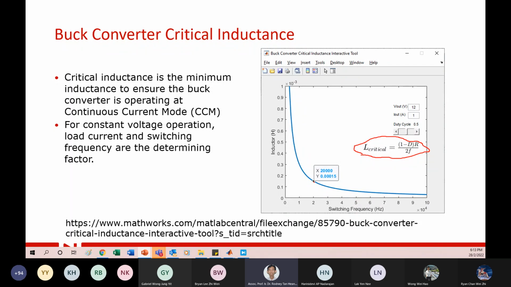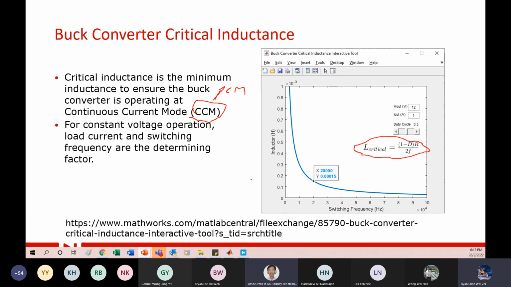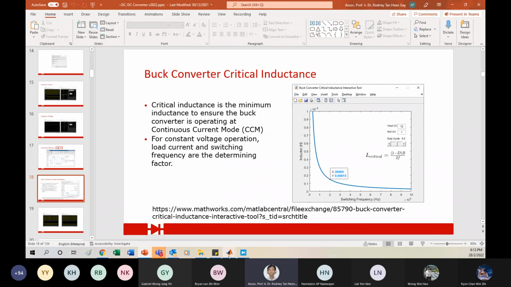If you go below that, then your buck converter will not operate in CCM mode. It will operate in what we call DCM mode, discontinuous current mode. So this is one of the very important factors to look into when you design this buck converter. So maybe let me run this one. You can download this program in the file exchange. Buck converter.